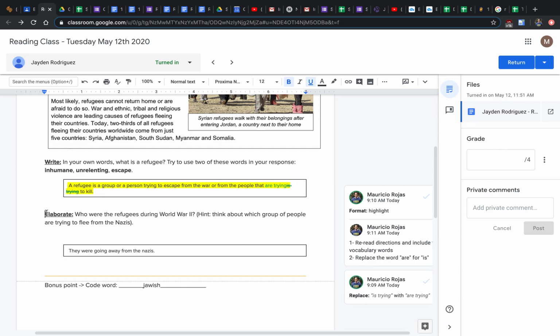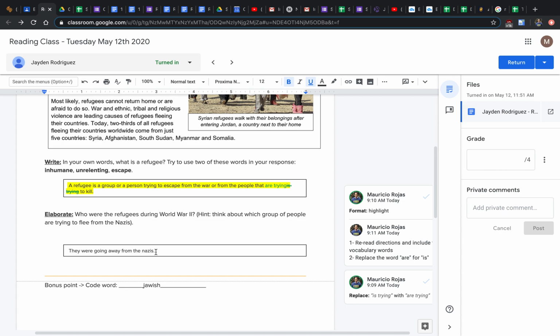Second question. It says, elaborate. Who were the refugees during World War II? Hint. Think about which group of people are trying to flee from the Nazis. So this is what Jaden wrote. He wrote, they were going away from the Nazis. Who were the refugees during World War II? They were going away from the Nazis.